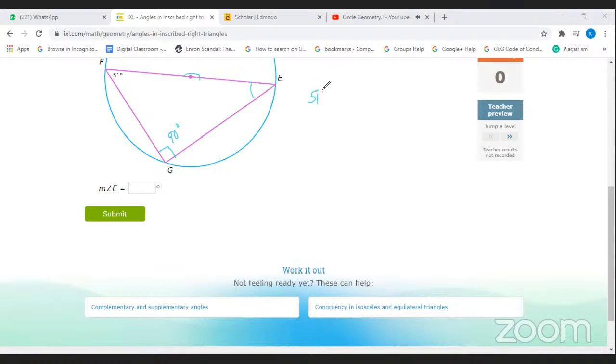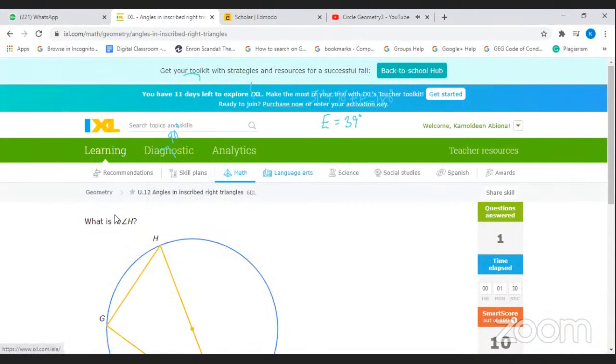That's 51 plus 90 degrees plus angle E equals 180 degrees. We can even say that E and F are complementary. They add up to give you 90 degrees, still the same thing. So by the time you solve that, angle E will be equal to 39 degrees. So write 39 in your answer. So that's correct.